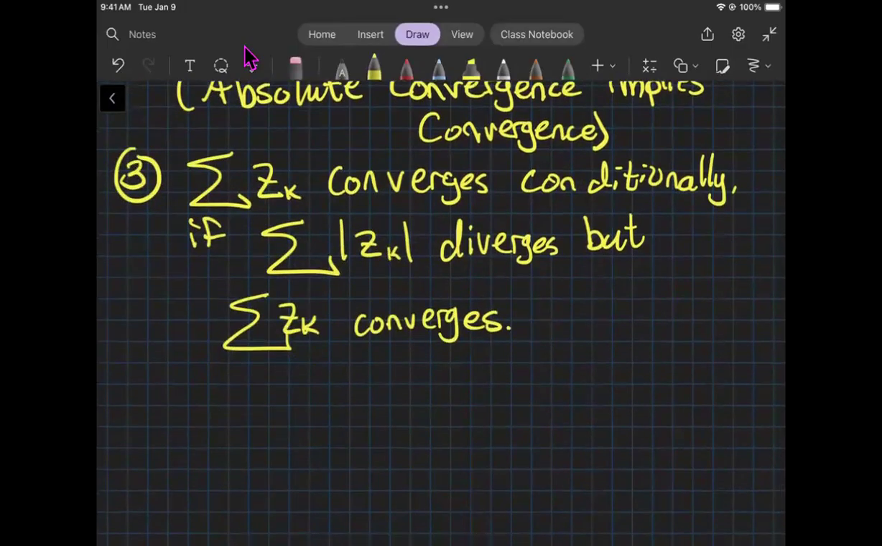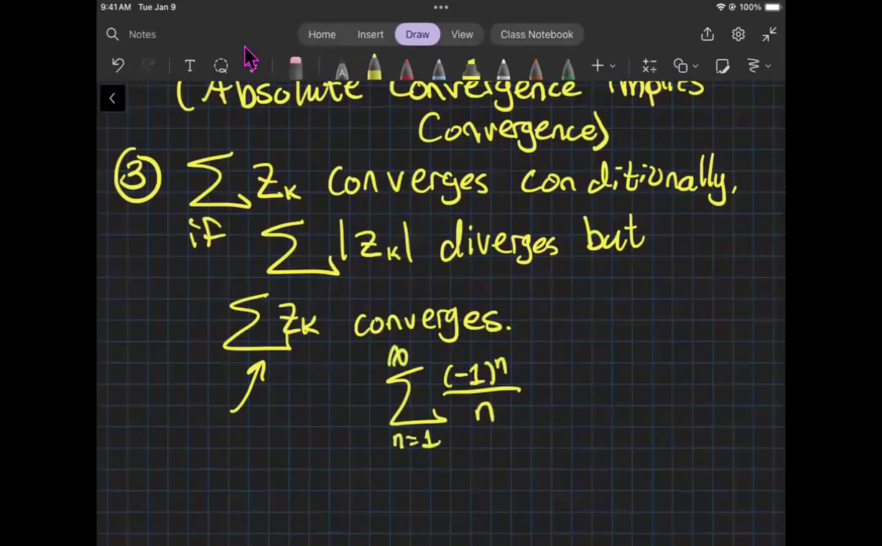In the real numbers, can you think of an example of a series that would look like this? One example that you have seen in the real numbers is something like this, right? This is what's called the alternating harmonic series, right?